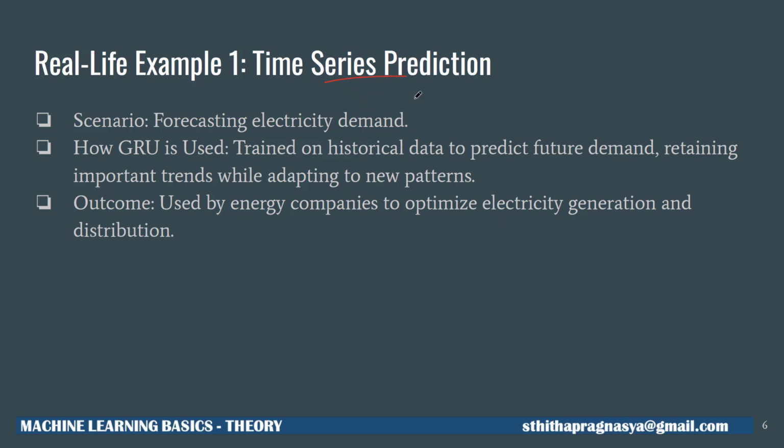Time series prediction, forecasting electricity demand. This is the scenario we are going to use later in the step-by-step explanation. GRUs can be trained on historical electricity usage data to predict future demand. The reset and update gates allow the GRU to retain important trends from past data while updating to new patterns. And the outcome would be that energy companies can use GRUs to optimize electricity generation and distribution, reducing costs and improving efficiency.